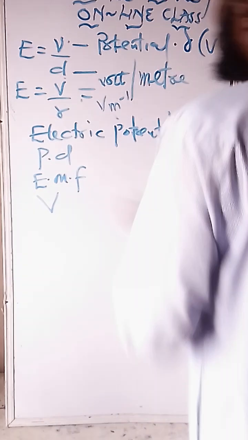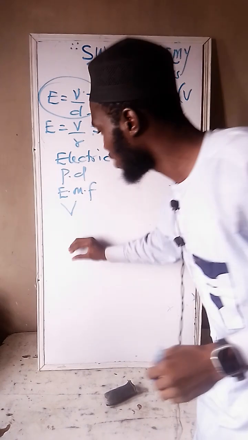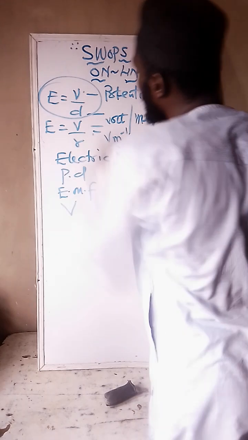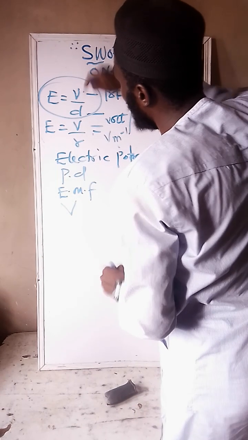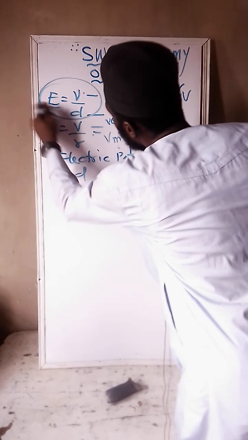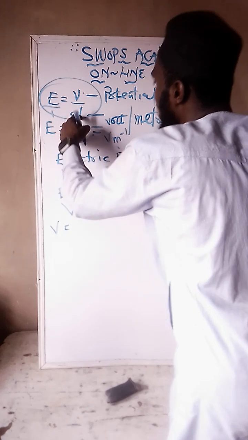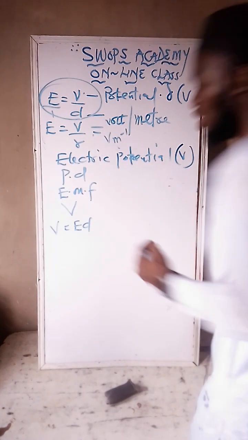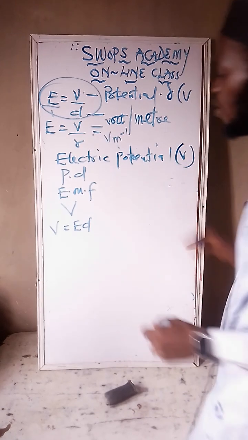When we say electric potential, let me firstly come, because I will prove like 3 formulas in this electric potential as well. Electric potential is, let's make V the subject of the formula here. V equals E times D. This is the first formula for calculating the electric potential, or potential difference, or electromotive force, or voltage.